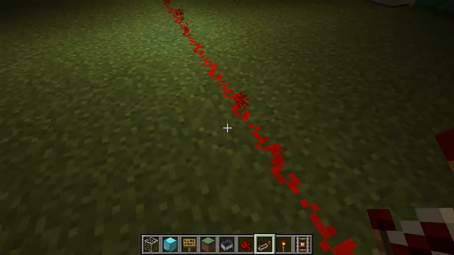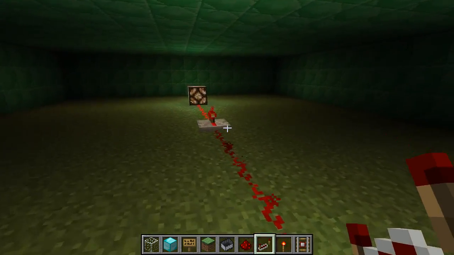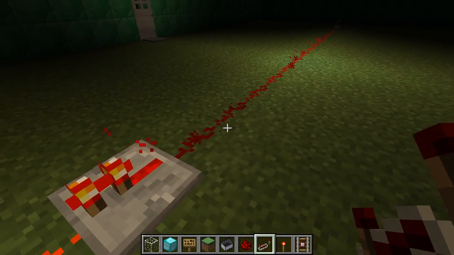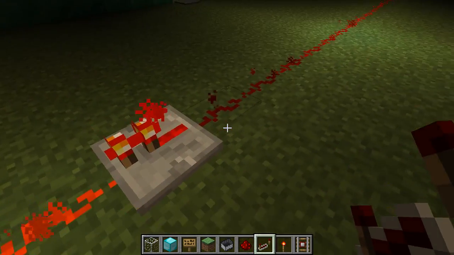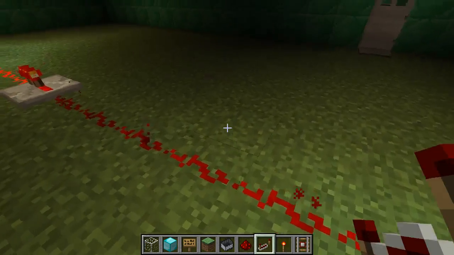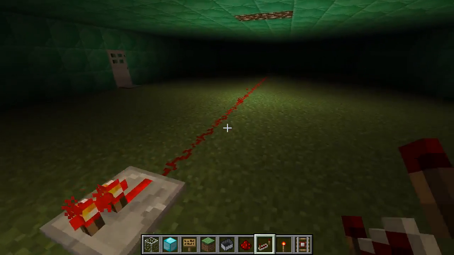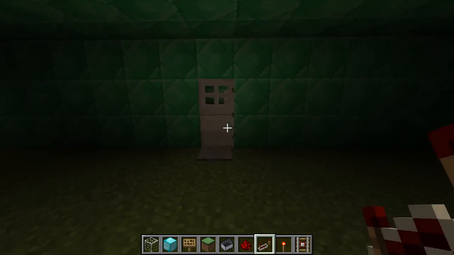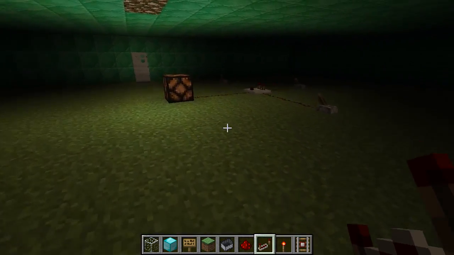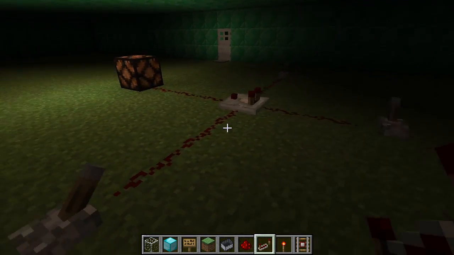Second circuit: source, wiring, repeater, because otherwise the redstone would not be long enough to carry the current all the way through, and again a load, which is the lamp. Third circuit, I introduce something called a comparator.